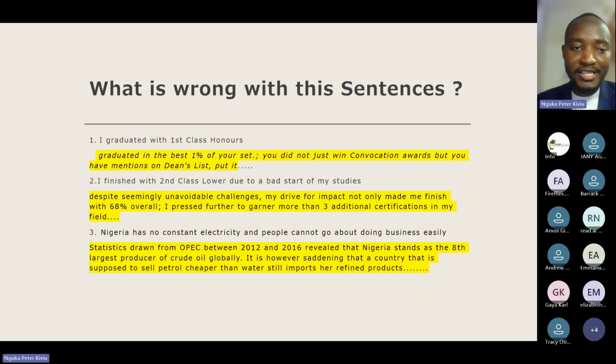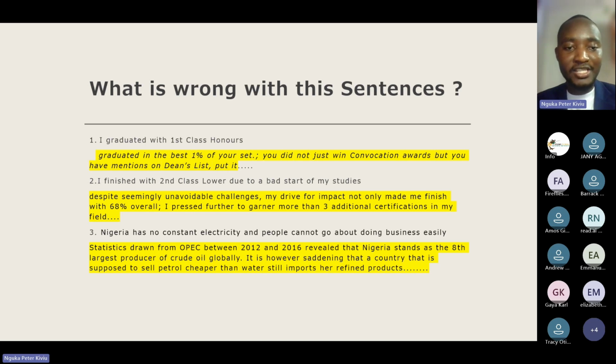Now, you can see here, this is how you can write it in a better way. Despite seemingly unavoidable challenges, my drive for impact not only made me finish with 68% overall, I pressed further to garner 3 more additional certifications in my field. So basically, you are not lamenting that you got a second lower, but you're telling us that you went further and you got some certification in the field. So you have some experience. But you're not making us see that the second lower is something that you are so negative about. So it's important for you to give us that mood when we are reading your application essay.